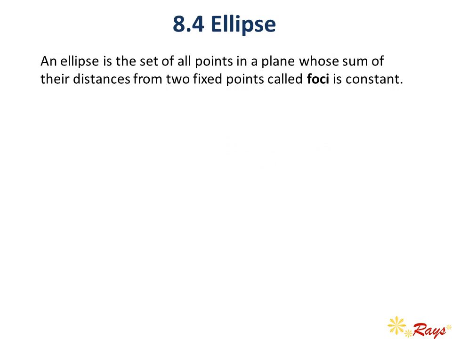An ellipse is the set of all points in a plane whose sum of their distances from two fixed points called foci is constant.